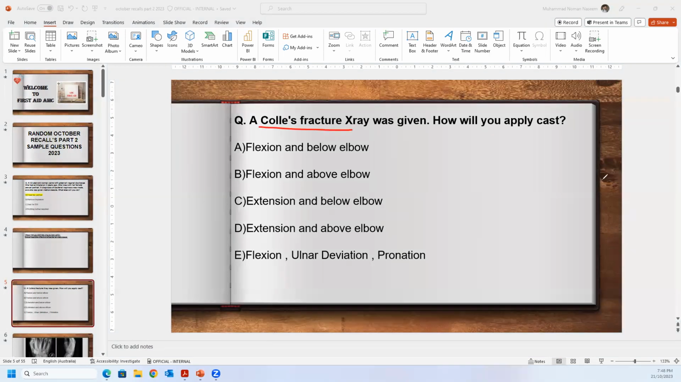Colles fracture X-ray is given. How will you apply the cast on the patient? I will show you guys the X-ray. Flexion and below the elbow, flexion of the wrist and above the elbow, extension of the wrist and below the elbow, extension of the wrist and above the elbow, flexion of the wrist with ulnar deviation and pronation. And this is your X-ray.